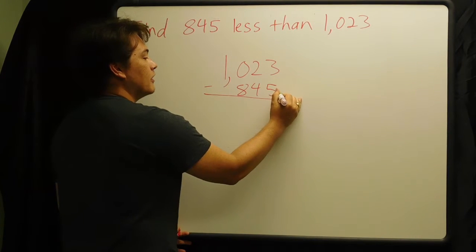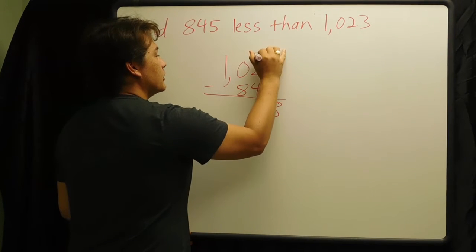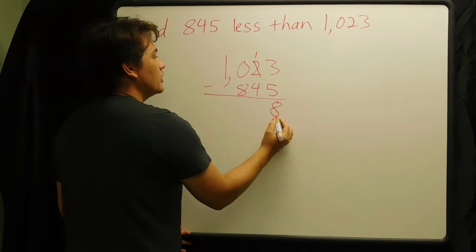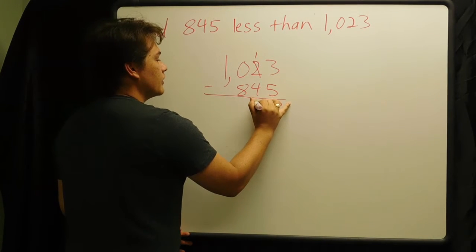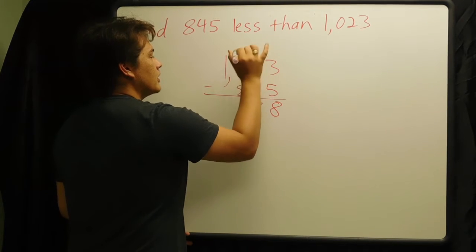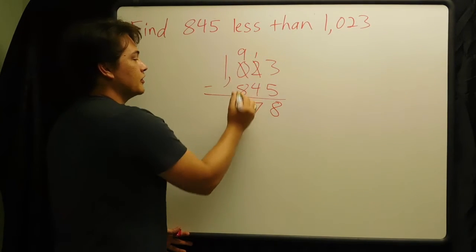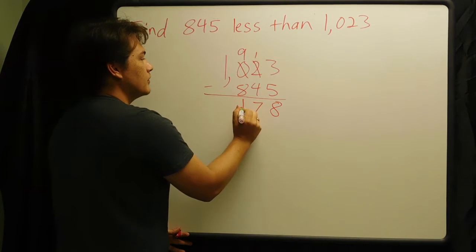3 subtracted by 5 is going to give us 8. Because we borrowed from here, this becomes a 1. 1 subtracted by 4 is going to give us 7. We borrowed from here, so this is a 9. 9 minus 8 gives us 1.